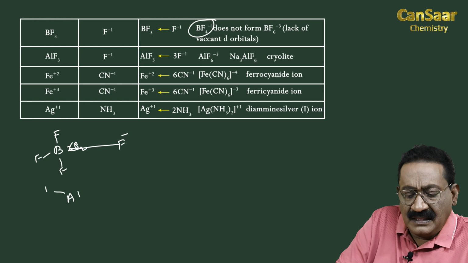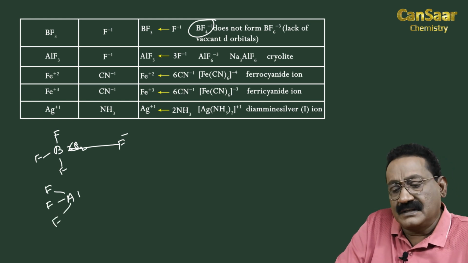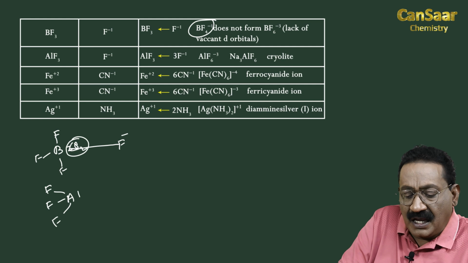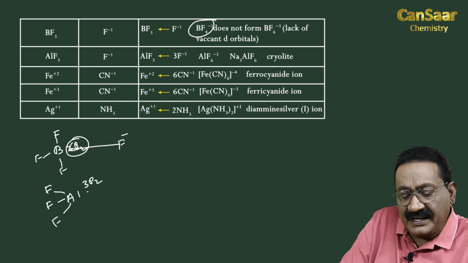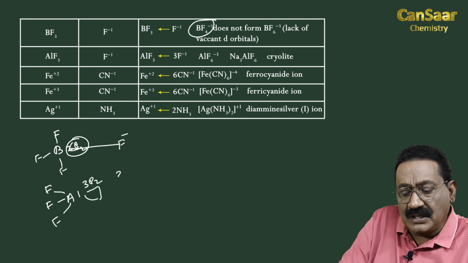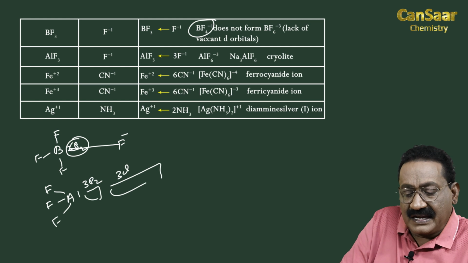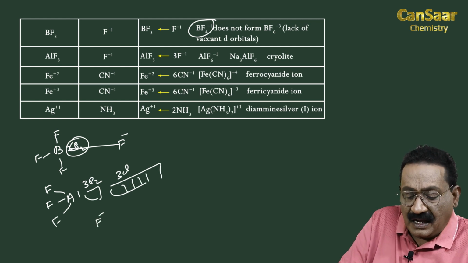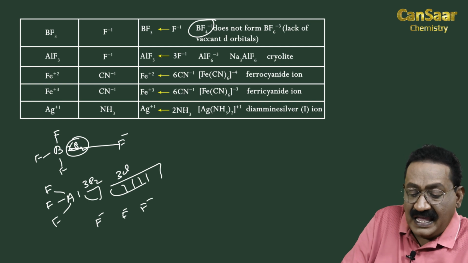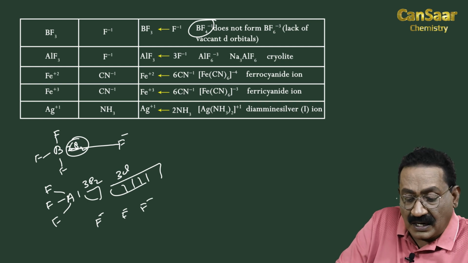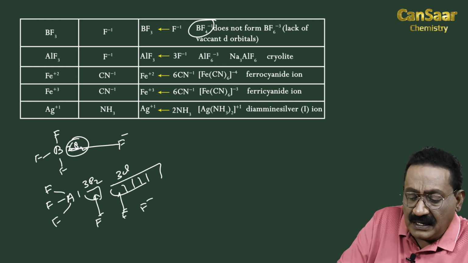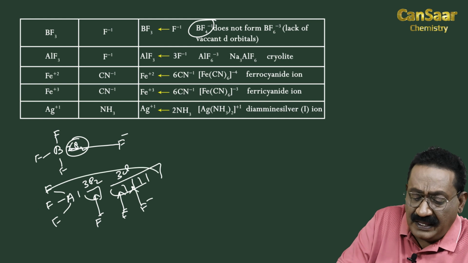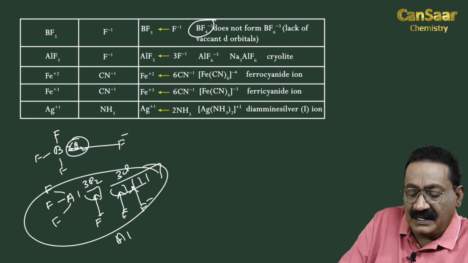AlF3, Al has 3 valence electrons with 3 fluorines, 3 bonds. Similar to 2pz, aluminum has a 3pz vacant orbital. In addition to 3pz, it has vacant 3d orbitals. Hence, fluoride ions, 3 in number, act as electron pair donors and form coordinate covalent bonds, so AlF6 3- is formed.